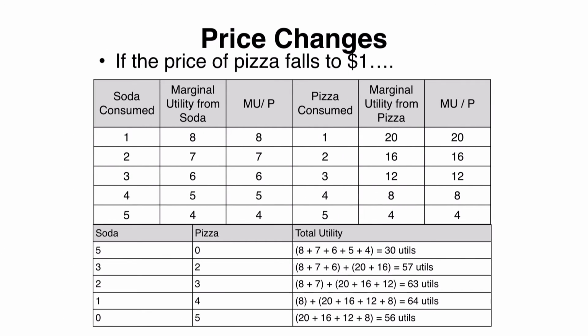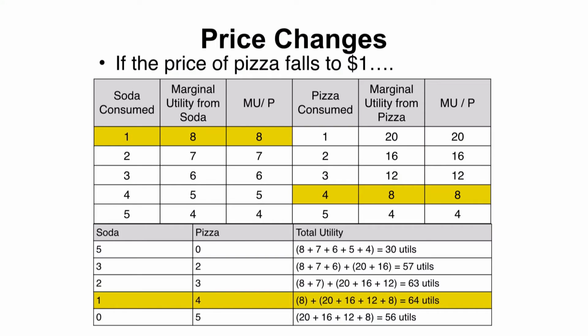And our last choice is to spend all of our money on pizza and no soda. So when we add up our utility that we gain from 5 slices of pizza, 20 plus 16 plus 12 plus 8 plus 4, that gives us total utility of 56.